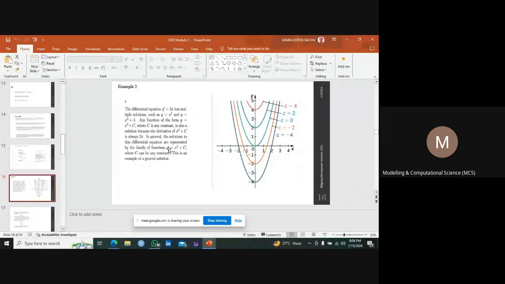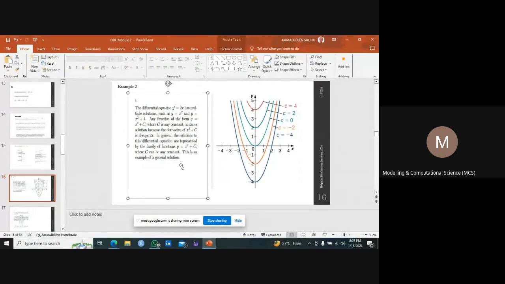And what is the family of functions? This is the family: y is equal to x squared plus c. This will always satisfy y prime equals 2x, irrespective of what you have as your constant. So this is an example of a general solution with the graph.